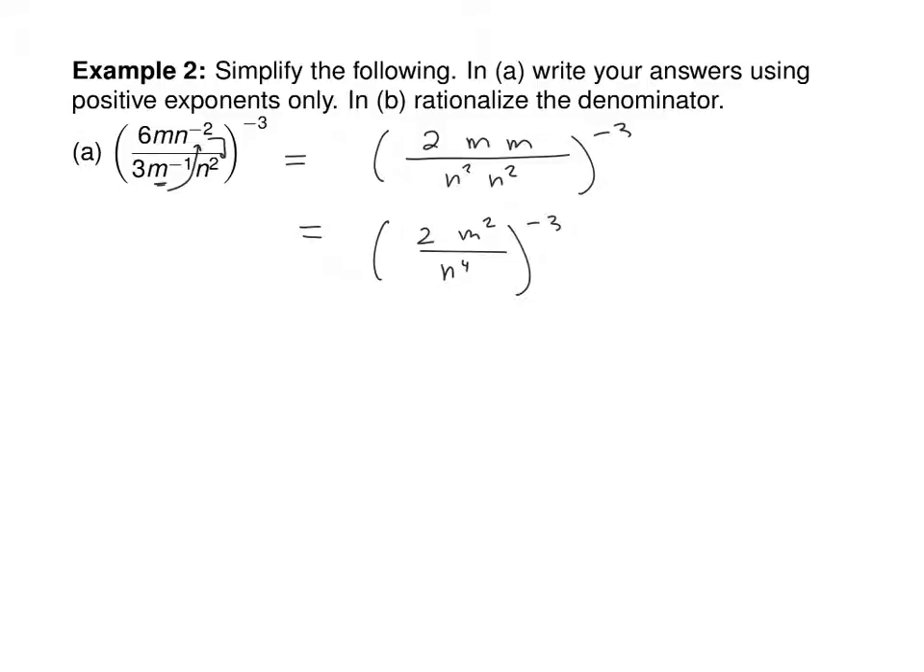Okay, now what next? What does the negative 3 do? It's actually going to flip it. Does that make sense? The same as this n to the negative 2 reciprocated that. This will reciprocate this thing and make it n to the 4th over 2m squared, all to the 3rd.